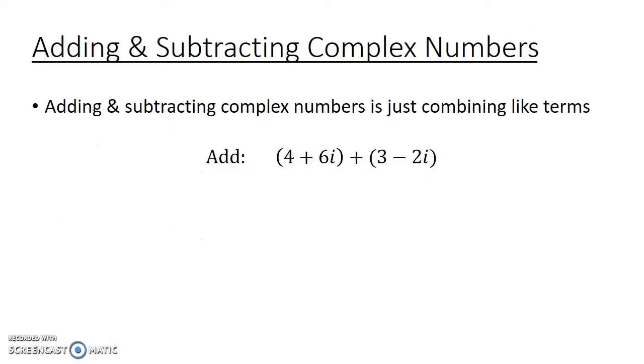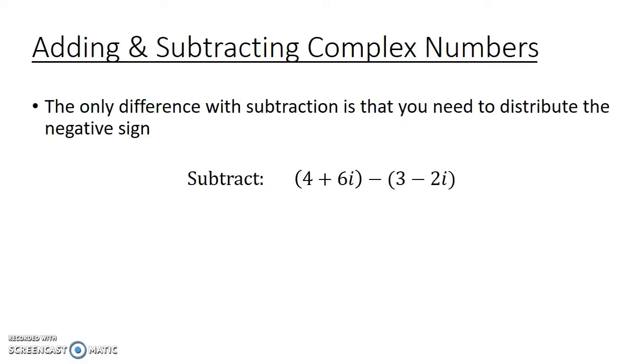As we keep going, adding complex numbers is super easy. Just combine like terms. 4 and 3 is 7, 6 minus 2 is 4. Problem's over. We completed it. Subtracting is really similar. Make sure that you distribute the negative sign. So we'll go ahead and distribute there and then combine like terms. Adding and subtracting, super easy.